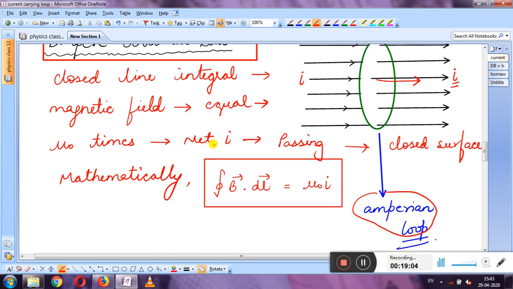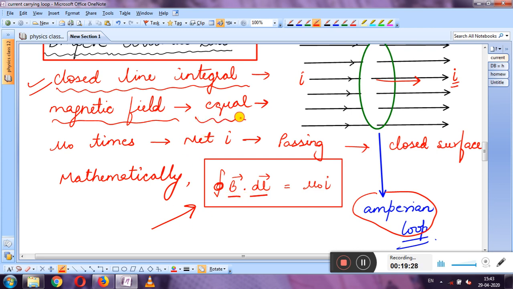Now what does our Ampere circuital law say? Let us see. According to Ampere circuital law, closed line integration, this is the mathematical form. While reading this statement you can also see this mathematical expression. Closed line integration of magnetic field will be equal to mu naught times the net current which will be passing through the closed surface. As you can see here, through this closed surface how much current is passing? I current. So what have we written here? I. What is I here? I is the net current.